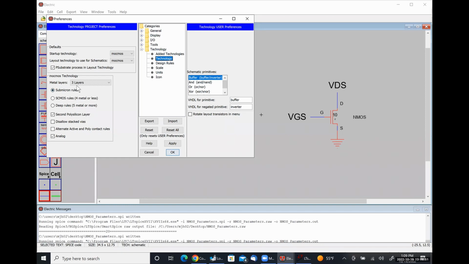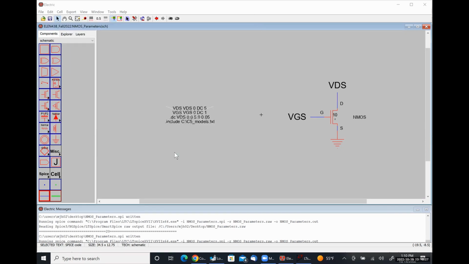We have three metal layers, because that's the three metal layers that we have access to in the C5 process. We're using sub-micron rules. Second polysilicon layer is checked, and analog is also checked, which means we get to choose resistors and capacitors out of a menu as opposed to building them ourselves, which is what I made you guys do for your other thing, because that's just tedious. That's what's behind the scenes. So there we go. Apply, okay. And hopefully now you'll get the same-ish numbers as I.